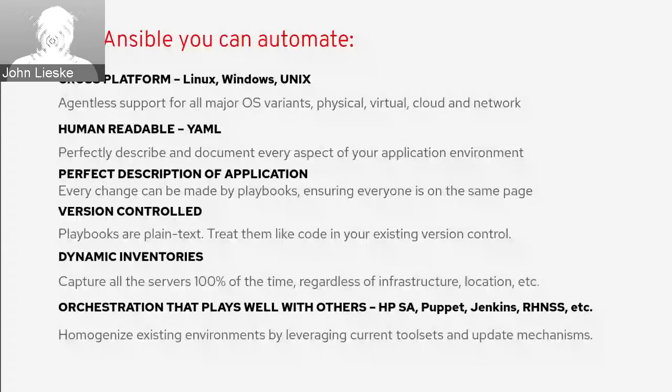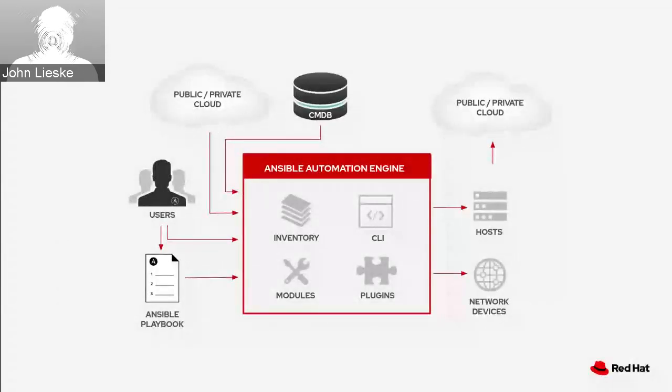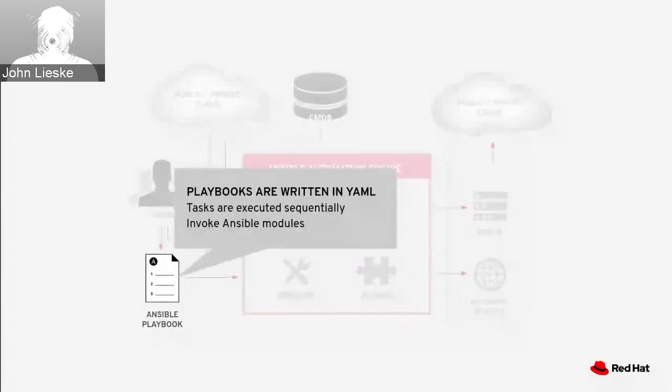Once Ansible is installed, you'll need to get acquainted with how it works. This slide shows the relationship between the main components of Ansible automation, starting with you, the person writing or using the Ansible playbook. We'll go into detail about the other components. Like I mentioned, playbooks are written in YAML. Playbook tasks invoke Ansible modules, which get executed sequentially from top to bottom in your playbook.